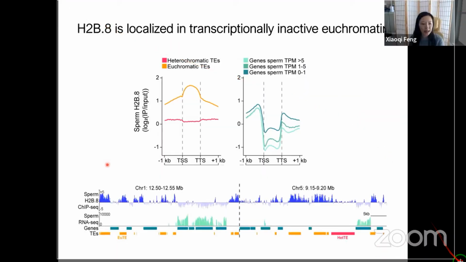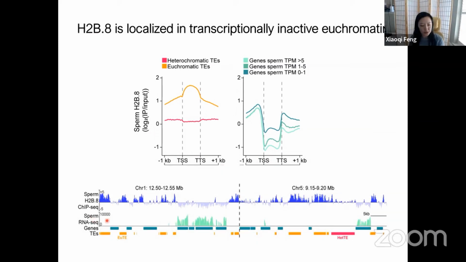On the top, this is H2B.8 abundance, and this green track shows transcription, and these green boxes show genes, and orange and magenta boxes show euchromatic and heterochromatic transposons respectively. So you can see that H2B.8 is abundant at euchromatic transposons and regions that are not transcribed, but depleted from transcribed genes, and also low in heterochromatic transposons. So this means that H2B.8 aggregates euchromatin by bringing together transcriptionally silenced regions.